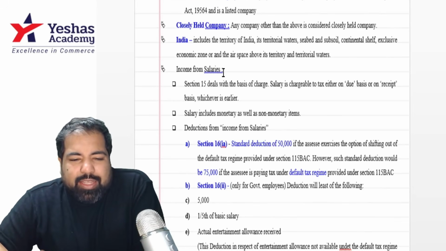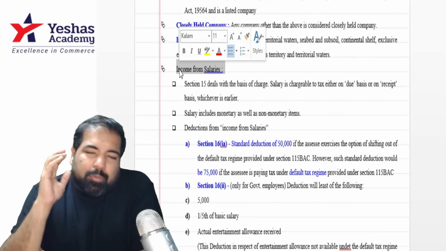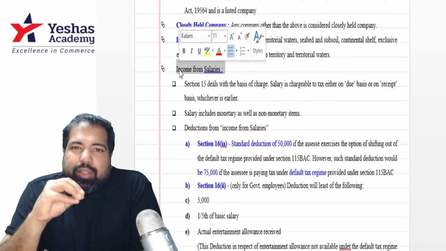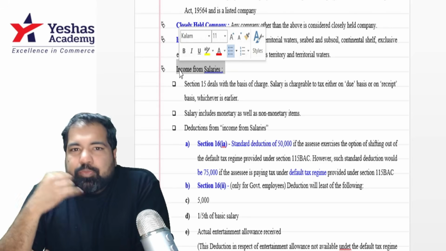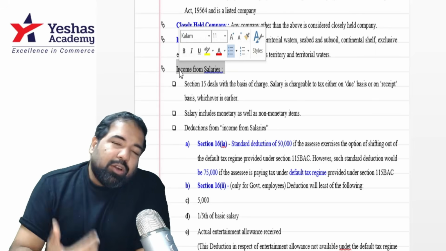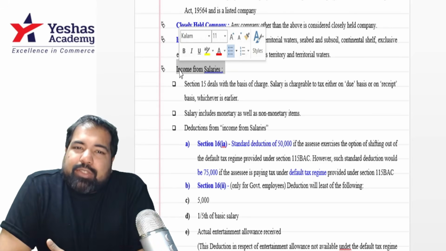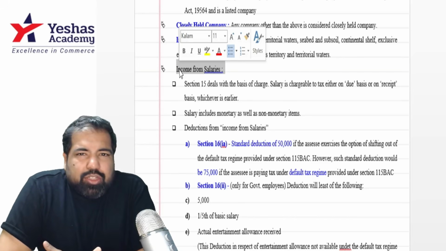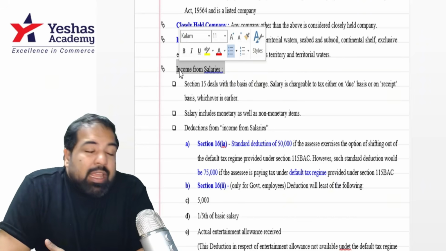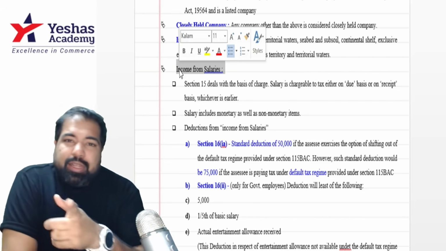Next, here is a small recap on the chapter called income from salary. It's not important, but you should remember, guys, that if you're working somewhere, for example as a CA at Kotak Bank, whatever they pay you, the salary, allowances, and perquisites are all taxable. My shortcut is SAP: S for salary, A for allowances, and P for perquisites. And you get 3 deductions. One is a standard deduction of 50,000. If you take the new scheme, the default tax regime, then it's 75,000.